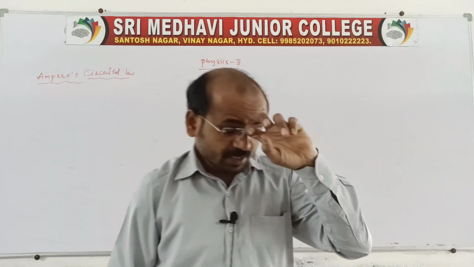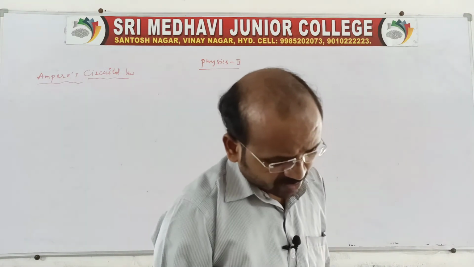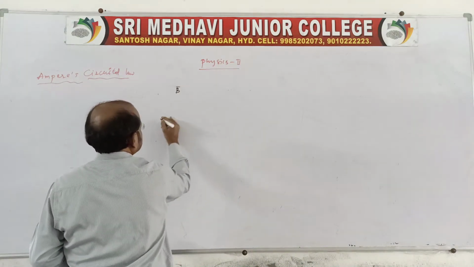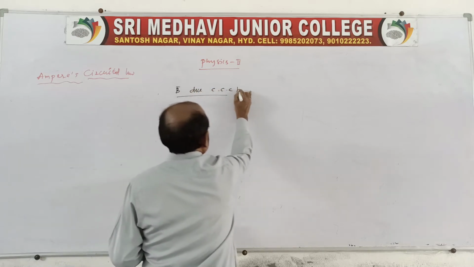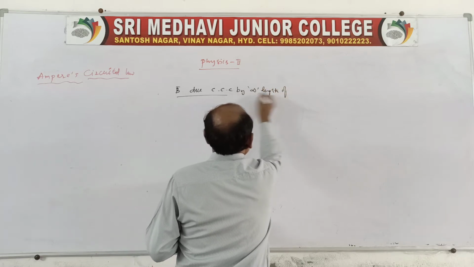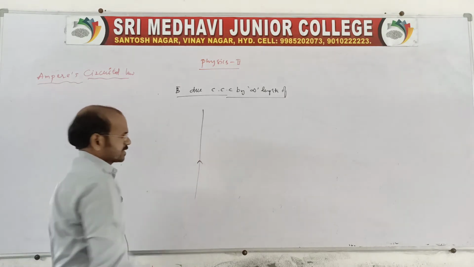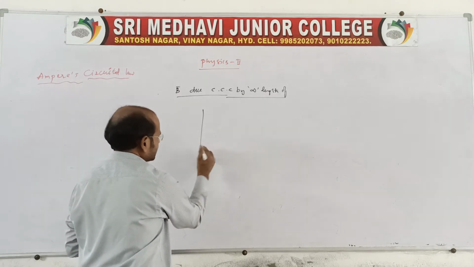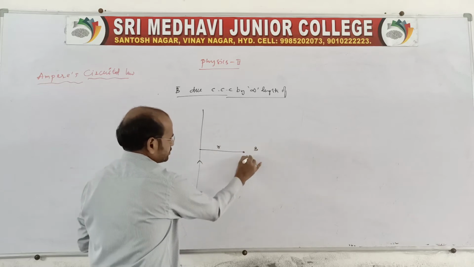Here we see the expression for B due to a current carrying conductor of infinite length. Now we are finding B due to a current carrying conductor of infinite length. Suppose you take one infinite length current carrying conductor. The current is out of the plane of the paper. A magnetic field induction is produced at a distance r, at a point P.